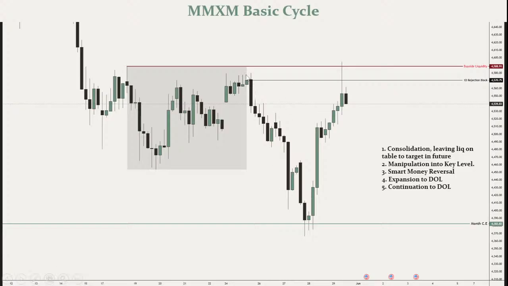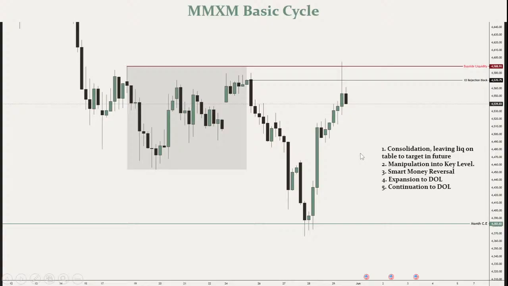Price did this intentionally. When you know the intention of price, then you can play these manipulations, and you can also trade the expansions and then the reversals.